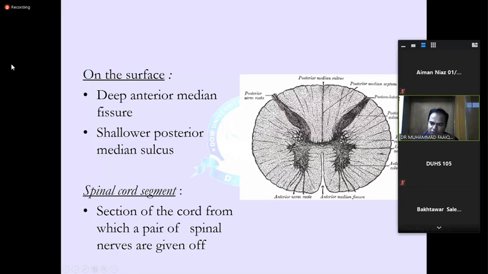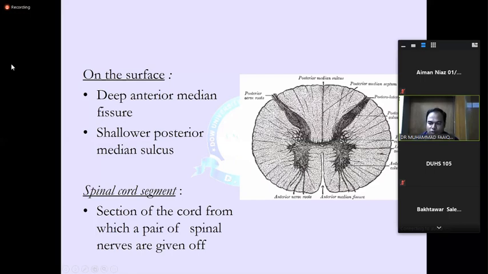And the white matter, which is in between the anterior horn and the posterior horn, is divided into columns. In between the two posterior horns, there is the posterior column, and then the anterior column and lateral column, or you can call it the anterolateral column. So these are the different columns in the white matter.